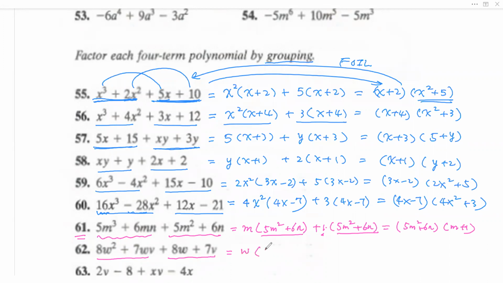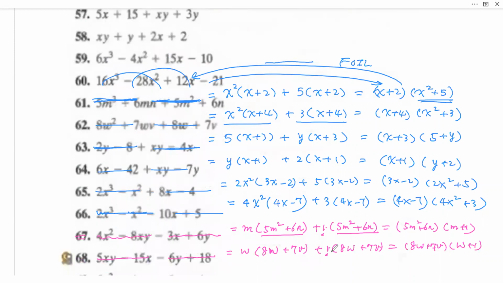Same with aw plus 7v. So let's put the aw plus 7v out first, and the w plus 1, right? There is a 1 here, we just didn't write it out. Okay, let me save this screen. All right, let's go next.